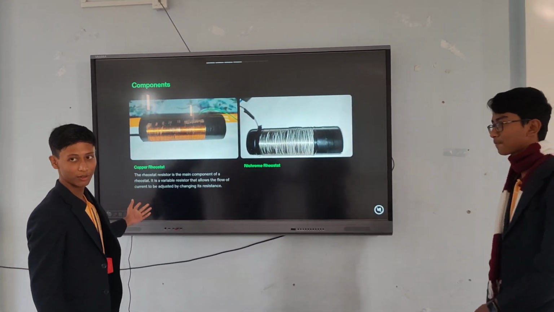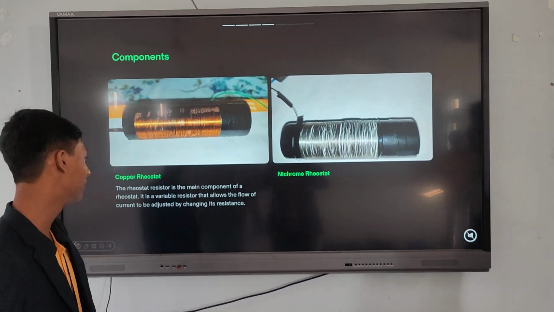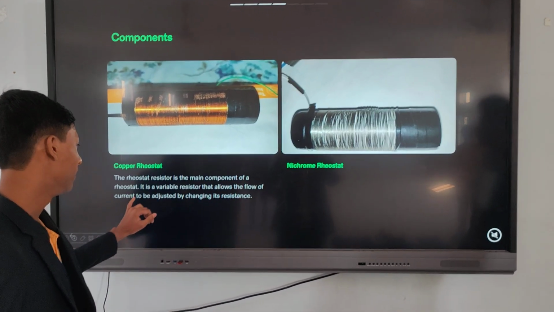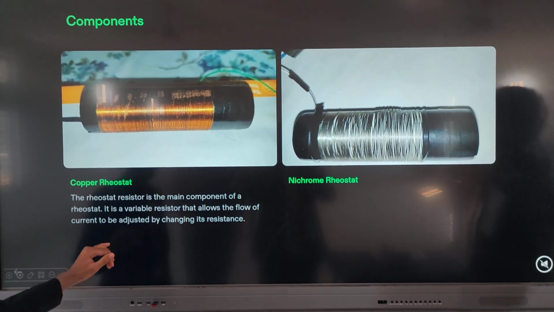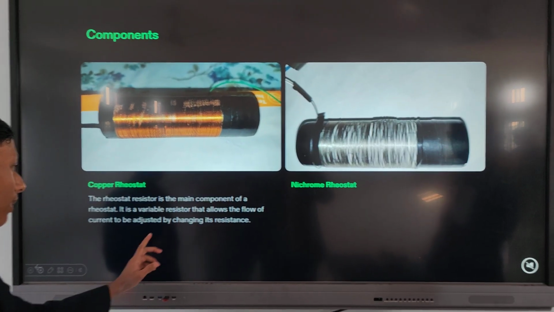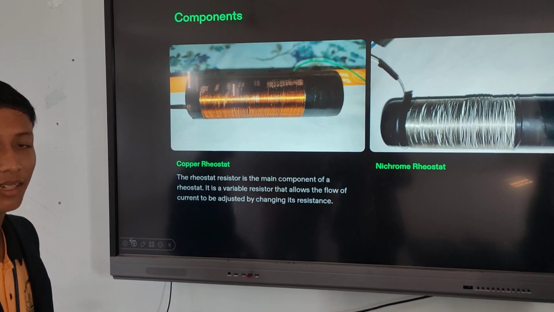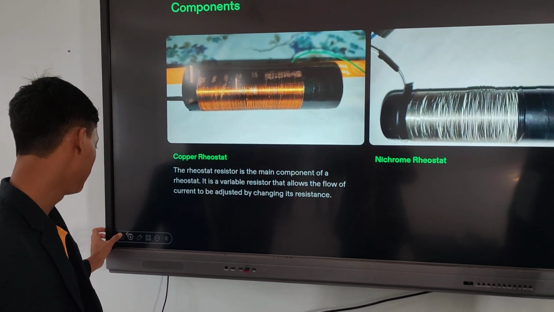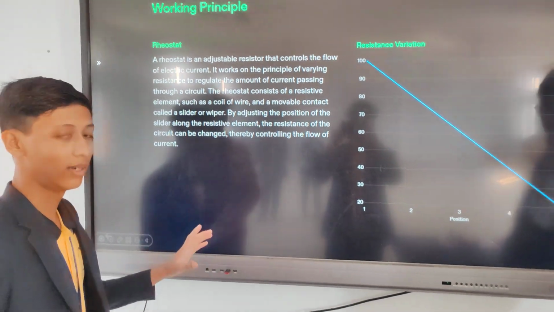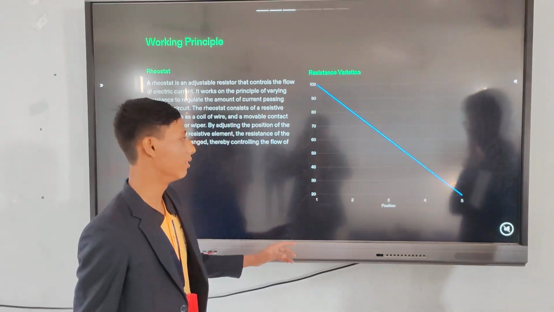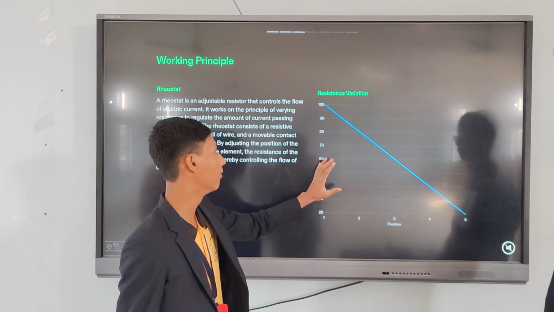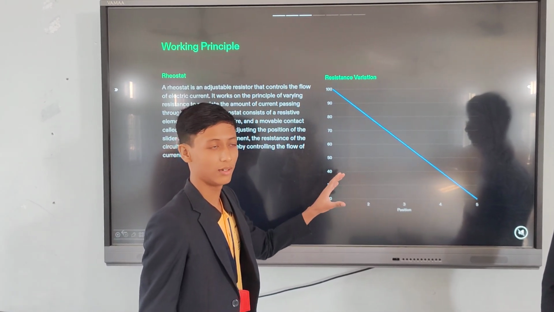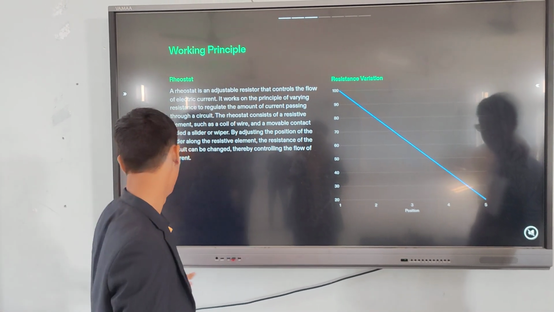There is a photo of a copper rheostat and a nichrome rheostat. A rheostat is also known as a variable resistor, which can change the current without affecting the voltage by just varying the resistance. Here is an example of a rheostat which changes position to change the variation of resistance.